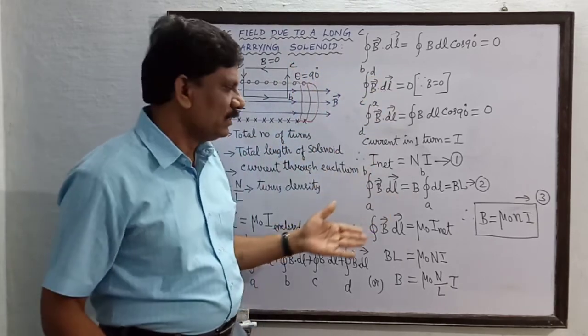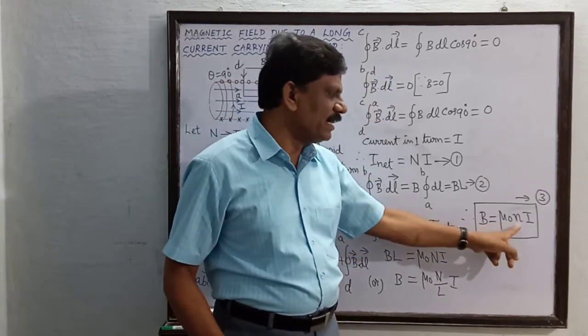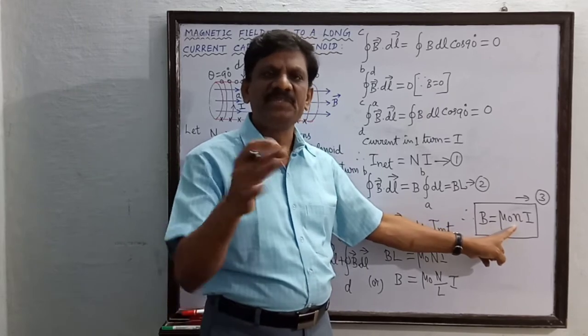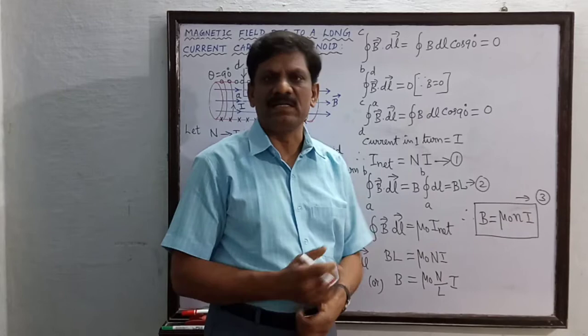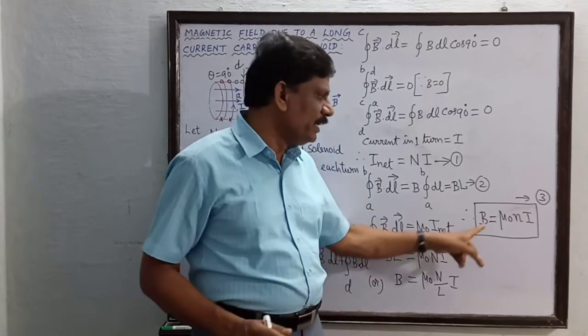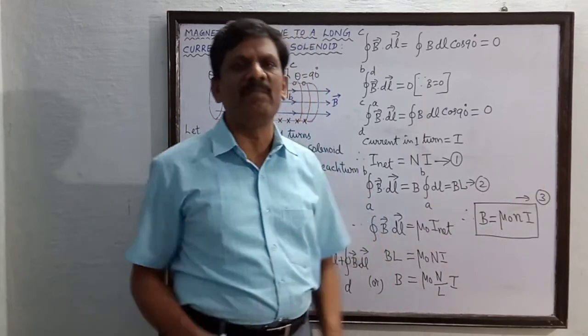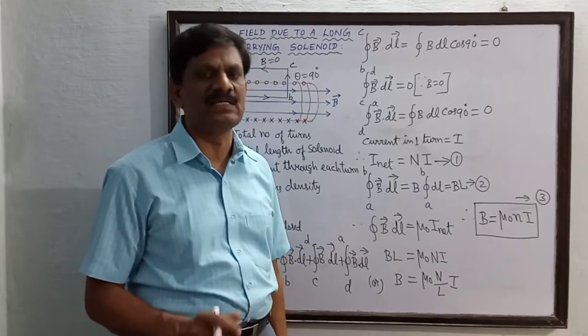Okay, students. Now, you see that B depends on the turns ratio. Turns ratio is a constant for any solenoid. And the current I also is a constant. Okay. Therefore, B is constant. That means it is a uniform magnetic field along the axis of the solenoid.